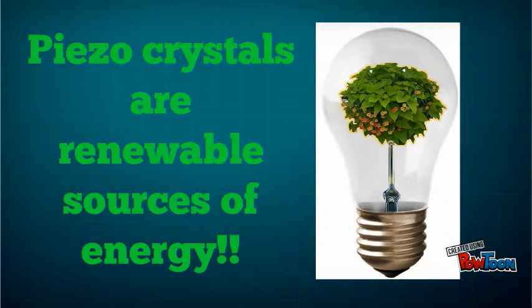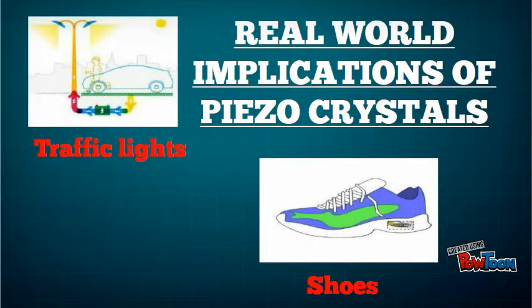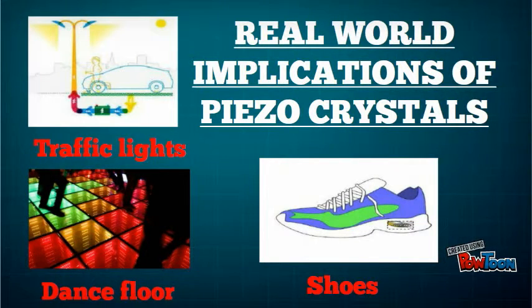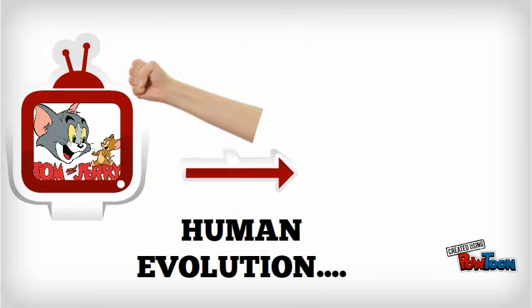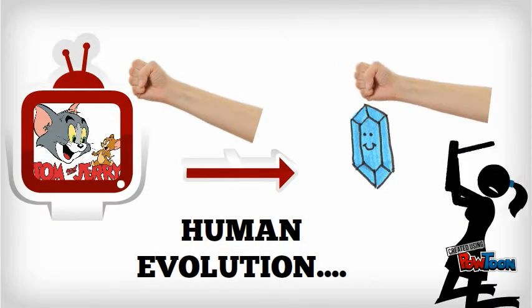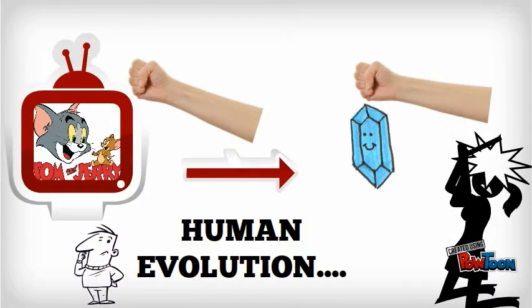These crystals can be used as a renewable source of energy to generate electricity. For instance, they can be used in traffic lights, as transducers in shoes, and even dance floors. The main idea is that as humans drive cars, walk, or dance, pressure is applied to these crystals and they are able to generate electrical current. Just like old radios and TV sets, these too work only when hit on, and provide an excellent example for technological evolution.